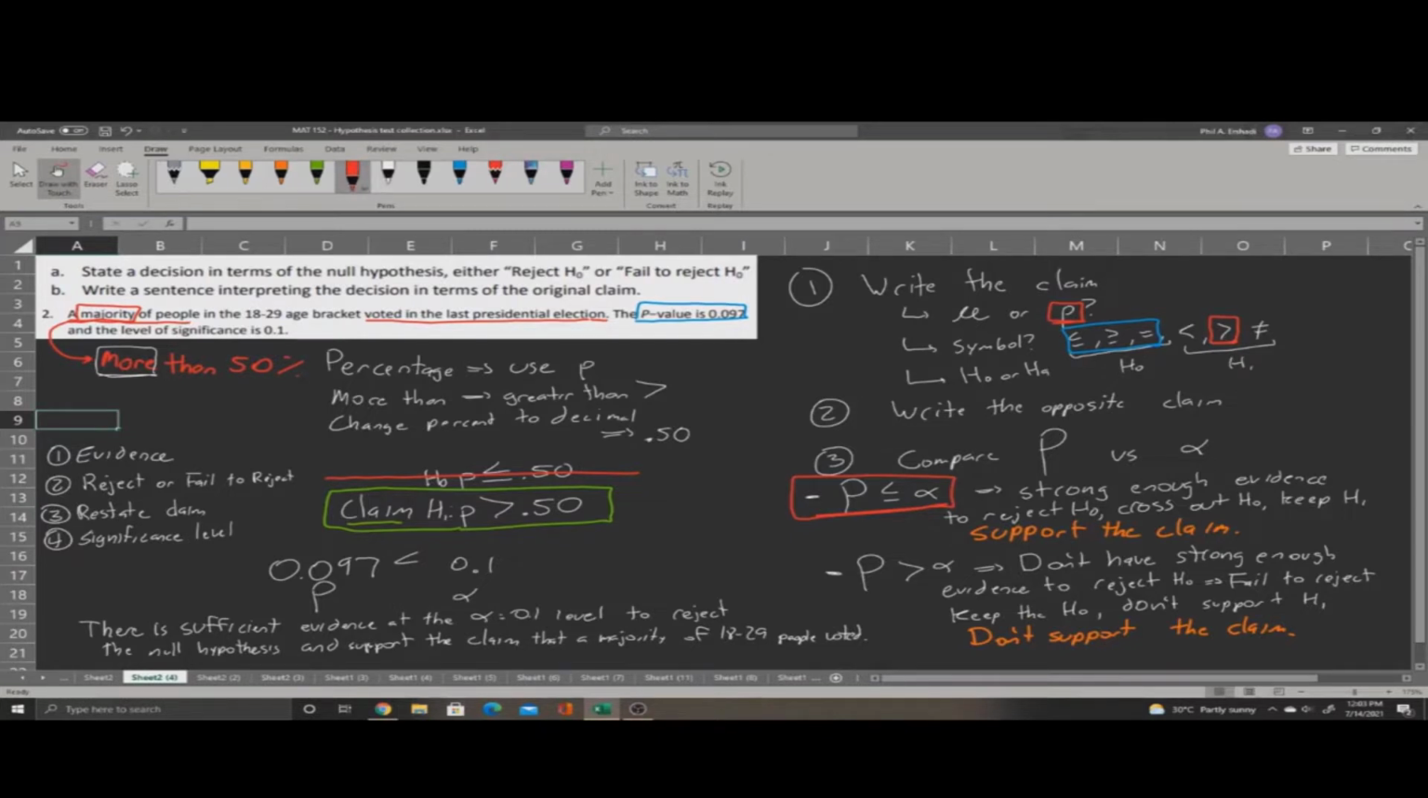So our 4 ingredients are: number 1, talk about the evidence; number 2, talk about whether we rejected or failed to reject; number 3, restate the claim; and number 4, mention the significance level. You can say these in any order you want, as long as they're still there.